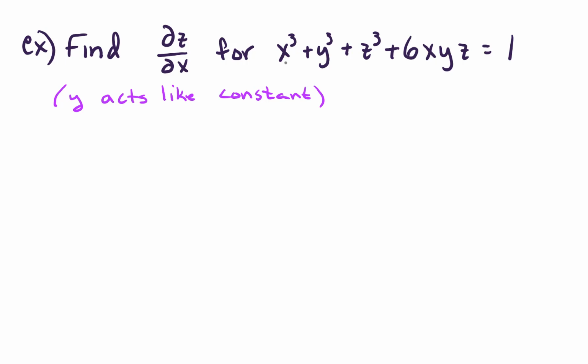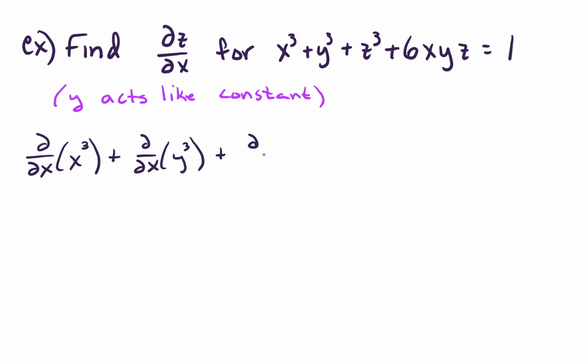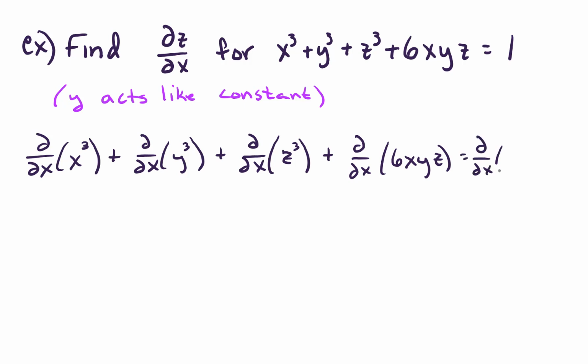In the first term, I'm looking at the partial derivative with respect to x of x cubed. Next term, partial derivative with respect to x of y cubed. We're just differentiating each term with respect to x. So for the third term, I've got the partial derivative with respect to x of z cubed. Partial derivative with respect to x of 6xyz. And on the right-hand side, partial derivative with respect to x of the constant 1. Okay, let's clean this up.